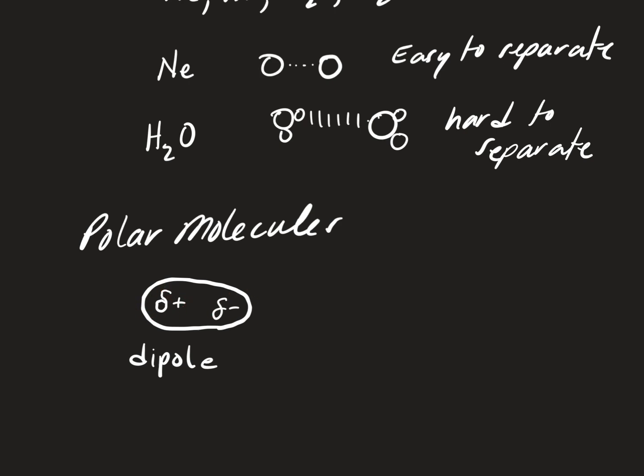That funny looking D is a delta symbol. It means partial positive charge and partial negative charge. It's not a full-blown positive charge or a full-blown negative charge. It's a partial charge. And if I brought two molecules like this together, the positive side and the negative side would be attracted to each other, because positives and negatives attract each other.